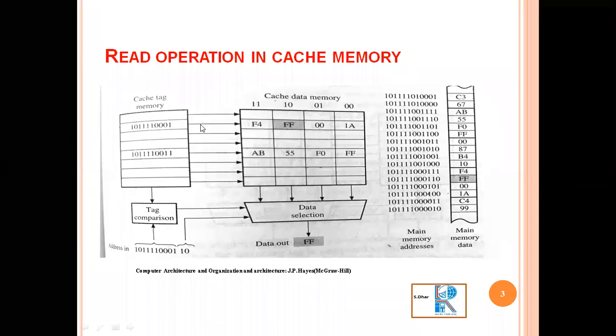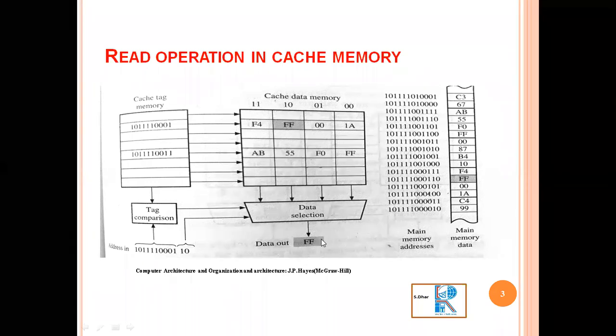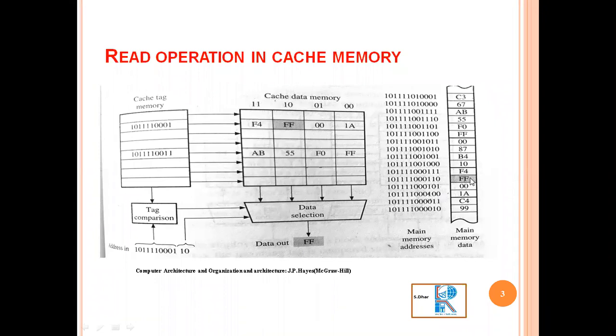This is the tag. It will point to this particular whole word, and in the word the address is 10. That means at this address, the data is selected, and the data out will be FF. That means this data will be output. Clear? See here, this is the particular data, FF.